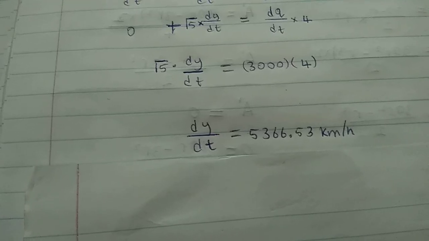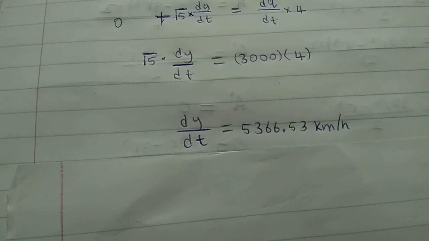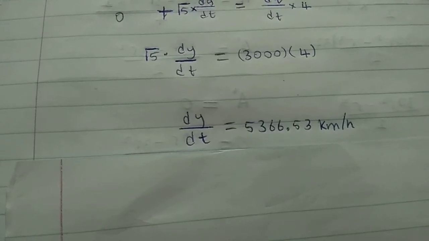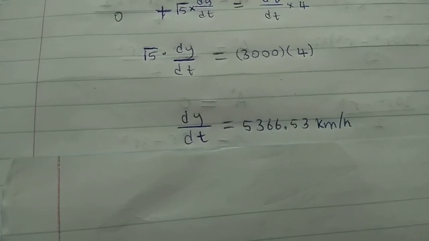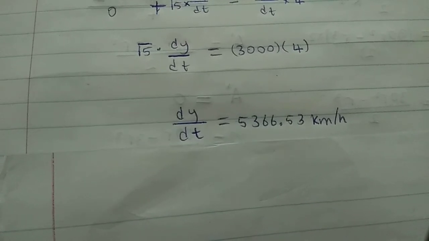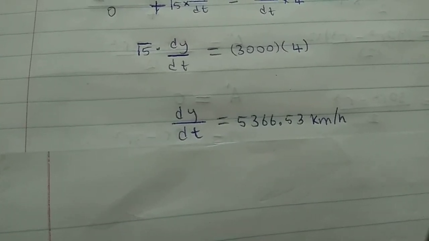dy/dt is 5,366.53 kilometers per hour, and this is the speed at which the rocket is going vertically upwards when the distance between the radar station and the rocket is 4 kilometers. That's all. Thank you.